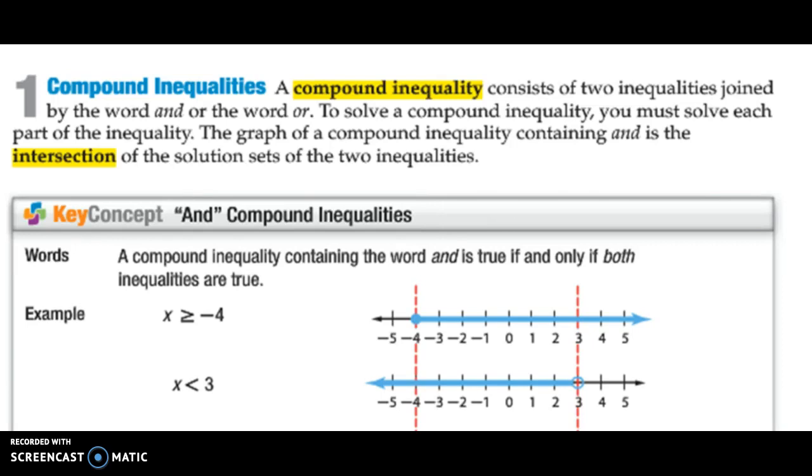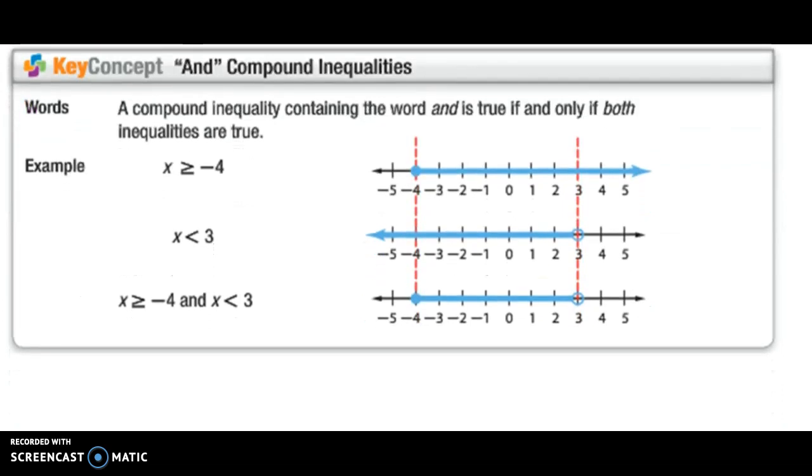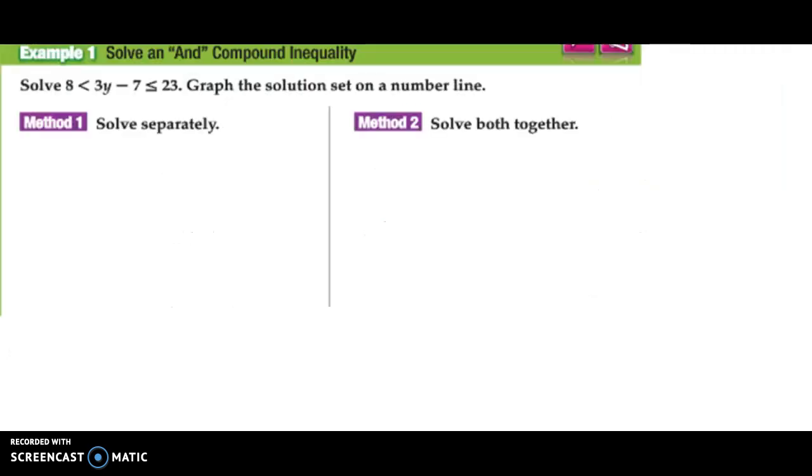Okay, it's an intersection. So intersections look kind of like this. If I'm graphing something that's greater than or equal to -4, but less than 3, then greater than or equal to -4 is this way, and less than 3 is this way. My combined graph starts at -4 with a closed circle and goes to 3, right between them. So that's an and problem. And is between two of them.